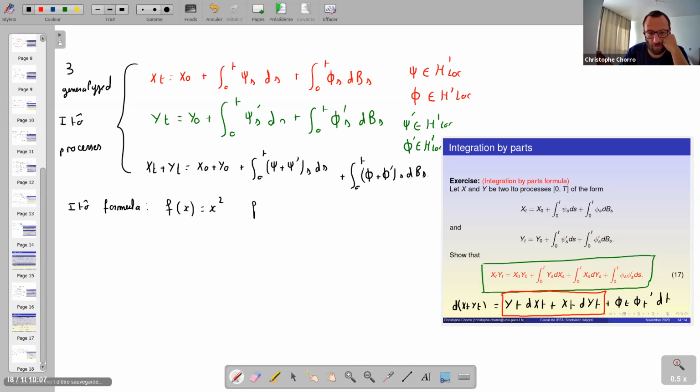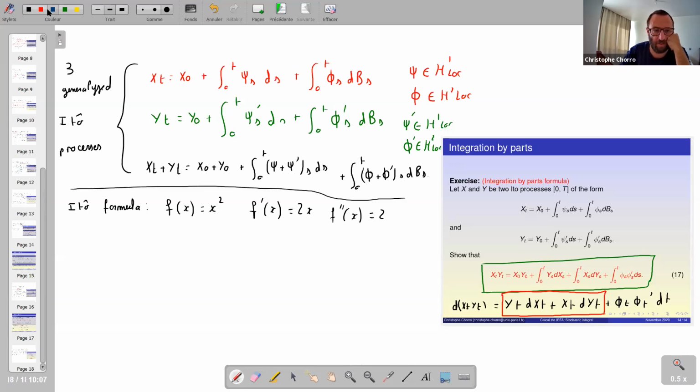So in particular, we know that f prime of x will be equal to 2x and f second of x will be equal to 2. So I apply the Ito formula for these 3 Ito processes. So what do I obtain if I do this?